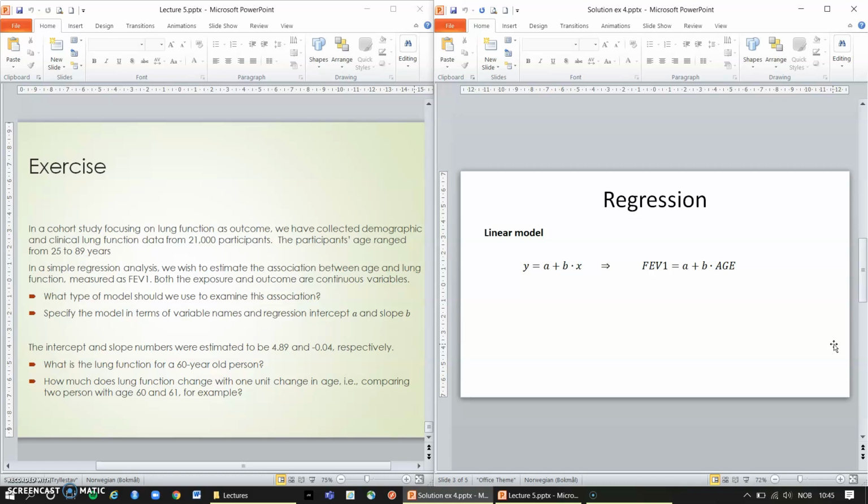In the third question, we are provided with the slope and the intercept numbers for the regression model, and are then asked what the lung function for a 60-year-old person is. To answer this, we first plug in 4.89 for the intercept coefficient and minus 0.04 for the slope coefficient of age. In addition, we need to plug in 60 for the age variable.